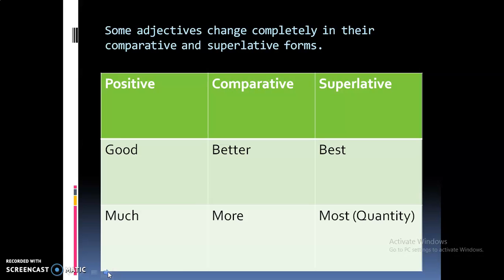So good, better, best. We cannot add gooder in comparative degree, or goodest. Such words do not exist. That is ungrammatical. And see the second example: much becomes more, and under superlative degree it becomes most. That is when we talk about quantity. So much, more, most.